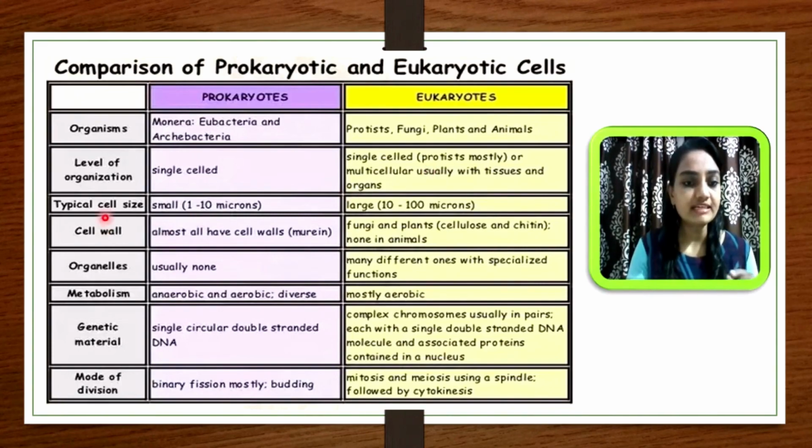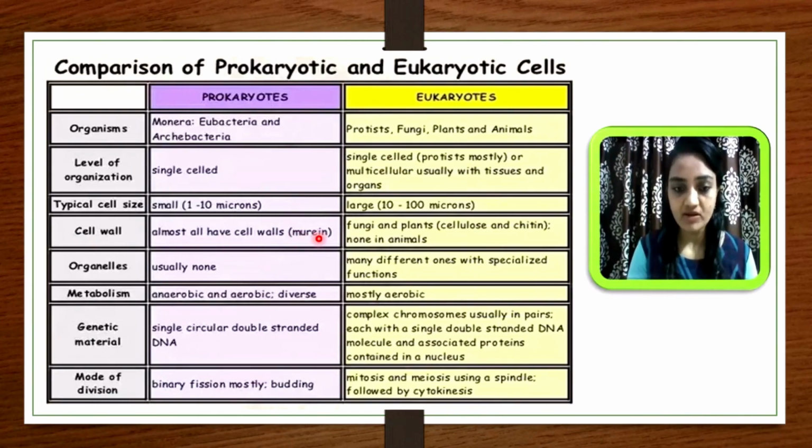Second, a typical cell size. In case of a prokaryotic cell, you will see a small cell size. It is up to 1 to 10 micron size. Whereas in case of eukaryotes, you will see a large cell size, and that is from 10 to 100 microns.